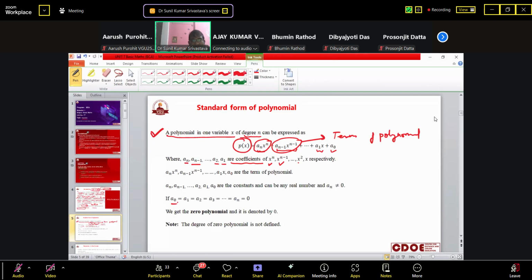If a_0 is equal to a_1 is equal to, and so on, if all the constants are 0, this is known as the zero polynomial, denoted by 0. And the degree of the zero polynomial is not defined.